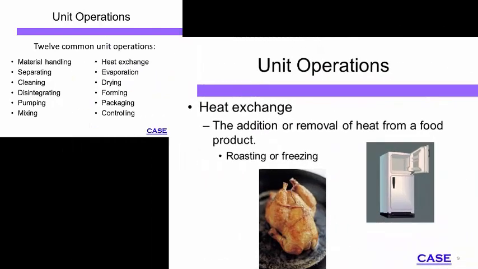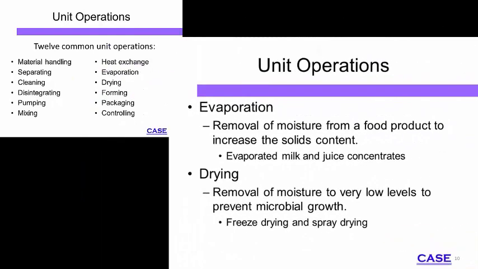Heating or cooling a product causes physical and chemical changes in the food. The difference between evaporation and drying is the amount of moisture left in the food product at the end of the process. When food scientists evaporate a food, the moisture is reduced, but the food product is still a liquid. When a food is dried, moisture is removed to extremely low levels and the food becomes a dry food product.